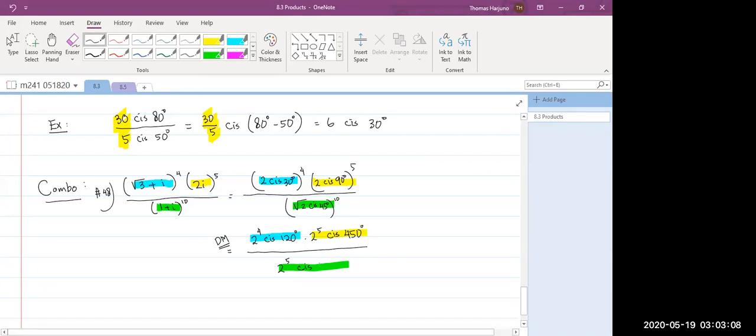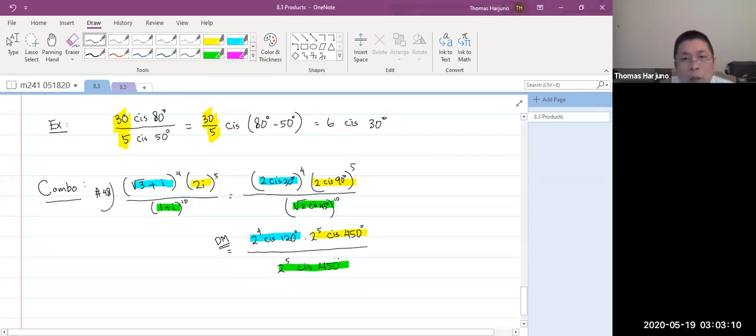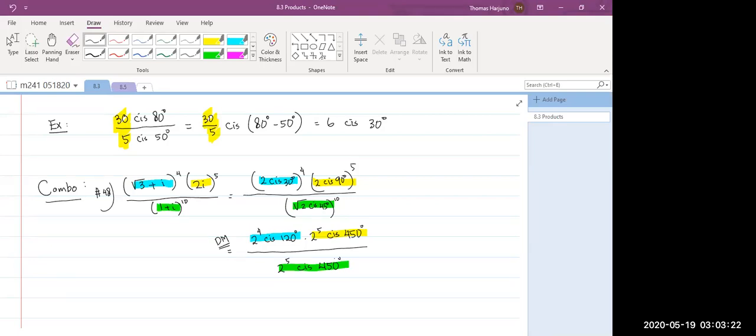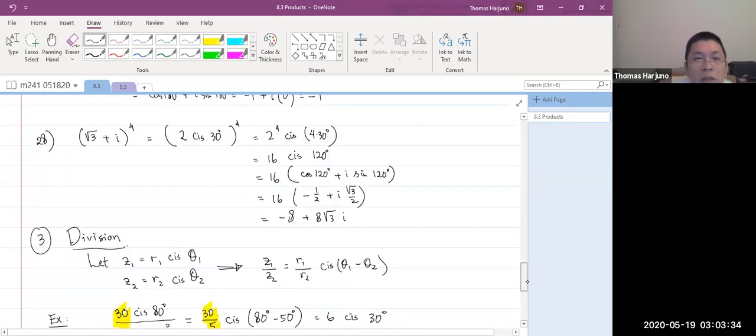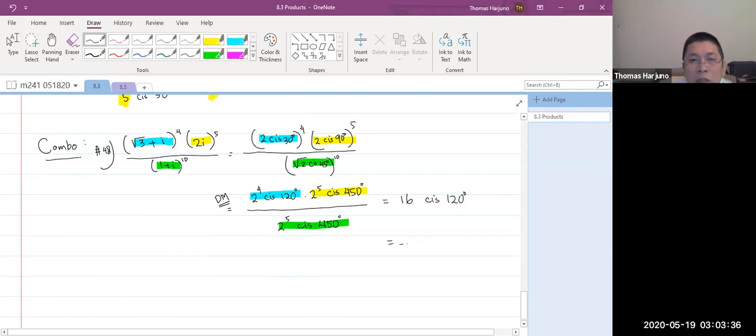450 degrees. Oh, to my surprise, the yellow one and the green one cancel exactly. Do you think so? Yes. Right? Okay, so we have 16 cis 120 degrees. I think we did that earlier. Exactly the same number. Oh, yeah, 16 cis 180. So this is -8 plus 8 radical 3i.